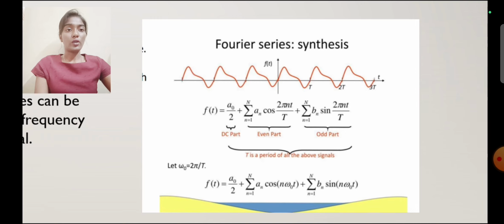f of t equals a naught by 2, that is the DC part, plus summation n equals 1 to N of a n cos of 2 pi n t by capital T, the even part, plus summation n equals 1 to N of b n sin of 2 pi n t by capital T, that is the odd part. T is the period of all the above signals. Let omega naught equal 2 pi by T. Then f of t equals a naught by 2 plus summation n equals 1 to N of a n cos of n omega naught t plus summation n equals 1 to N of b n sin of n omega naught t.